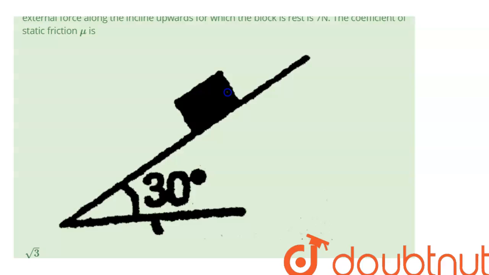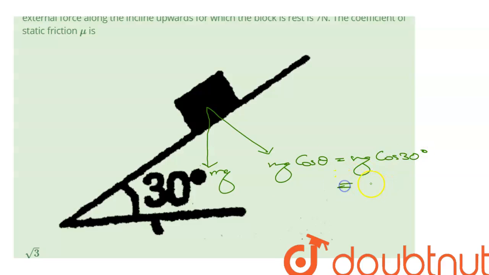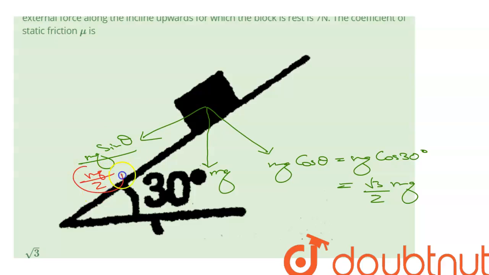So let's see. Its weight is going to be acting downwards, mg. So there will be the component mg cos theta, which is mg cos 30 degrees, equal to root 3 by 2 mg, and there will be a component mg sin theta, which I can write as mg by 2 because sin 30 is 1 by 2.